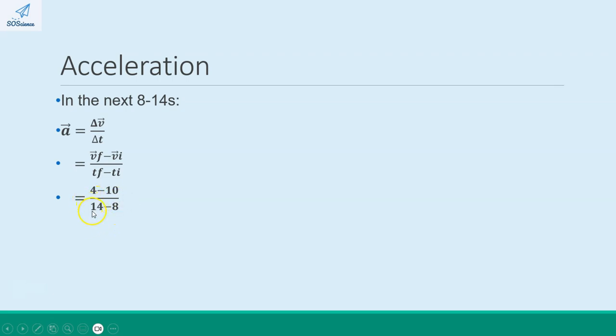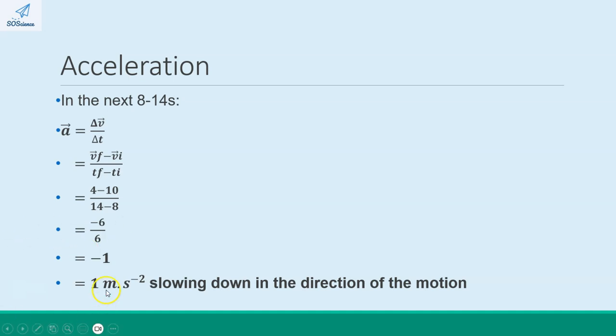And the time interval, well, the final time was 14 seconds and the initial time was 8 seconds. So it's 14 minus 8. Time will never, ever be negative. But velocity might be, like in this case. So it is minus 6 over 6, which gives us an answer of minus 1. So that means that our acceleration is 1 meter per second squared, but we need to account for this negative. And a negative acceleration value either means slowing down in the positive direction or speeding up in the negative direction.